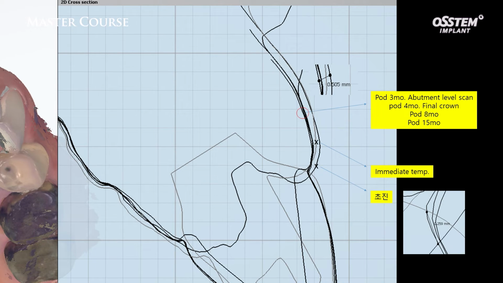That means remodeling occurs even with an immediate temporary. It was used for 3 months and then it stabilized a bit. Of course, it could be gingivitis, but it's stably maintained. And the margin is lower by about 0.2 to 0.3 millimeters compared to the initial visit. Of course, at the initial visit, due to crimping, the gingiva might have gone down.